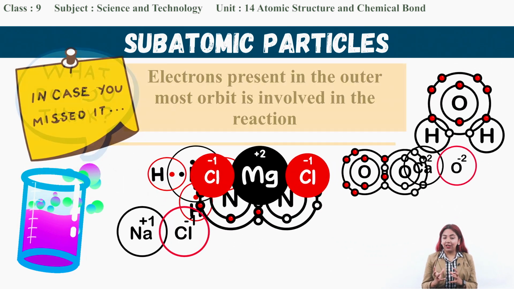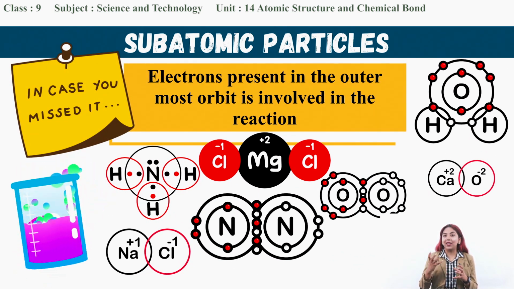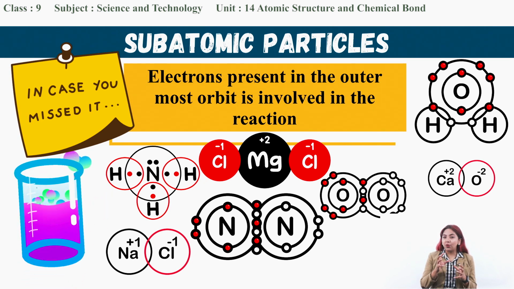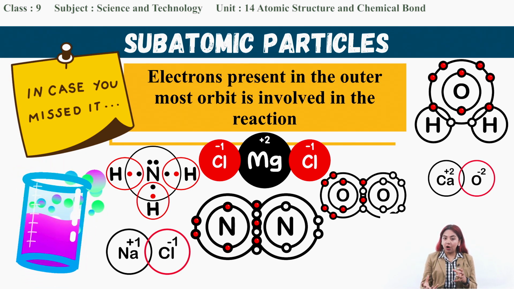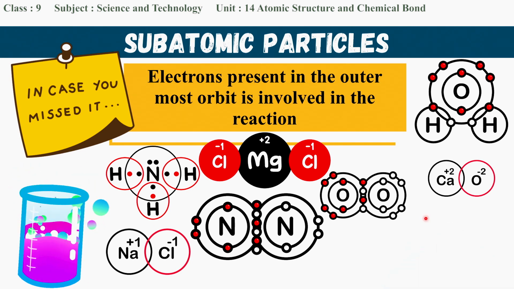Yes, it's the electrons, because we have studied that the electron takes part in the chemical reaction either by sharing the electron present in its outermost orbit or by donating the electron present in its outermost orbit. So the electrons are the subatomic particles that are mostly involved in the chemical reaction.